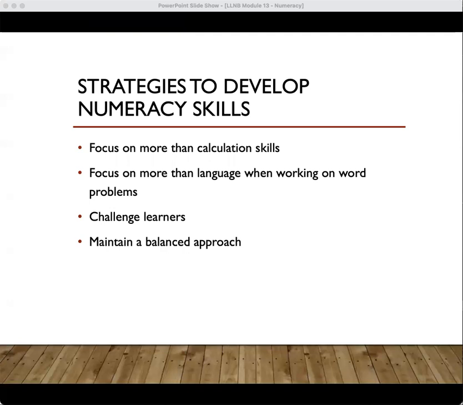We're going to focus on more than language when working on word problems. Traditional math instruction has often focused on the language of the word problems, looking for cues that will indicate the type of operation required. A balanced approach includes an exploration of the mathematical relationships within the problem and focuses on numeracy, understanding, and problem-solving skills. Again, the provision of real-world opportunities to practice will reinforce learning through the connection to relevance. I think I'm going to feel like a broken record by the end of this module saying that time and time again. It's so important to have those real-world opportunities.